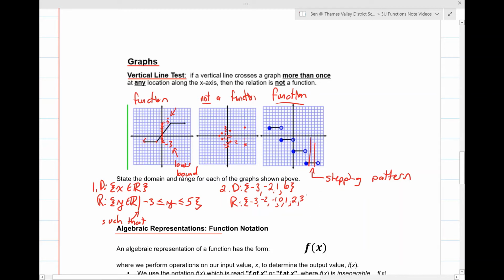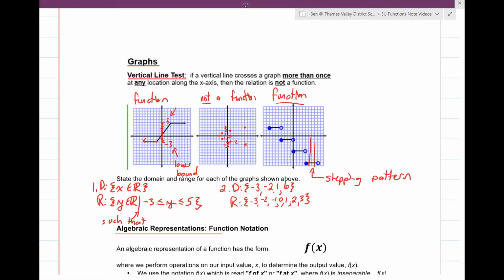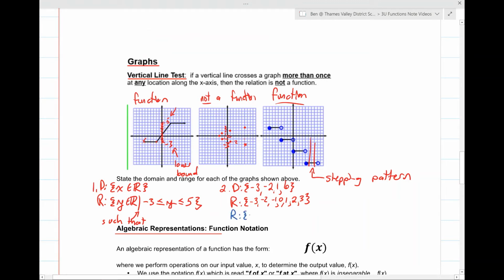And the other way we could describe our range would be to do so using a different number system than the real numbers. So if I were to look at my range, I could say y is an element of the integers. That's a symbol that means integers. Y is an element of the integers such that negative 3 is less than or equal to y, which is less than or equal to positive 3.